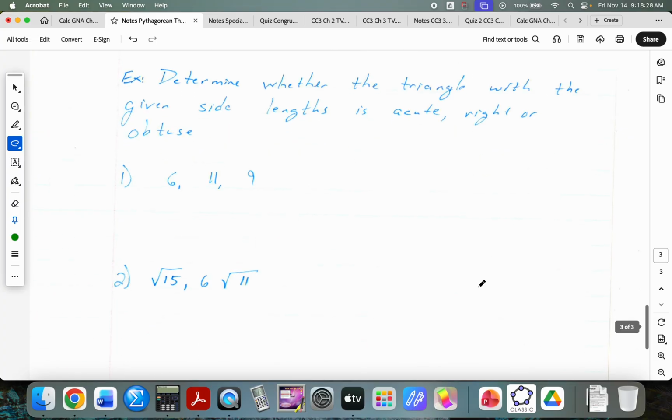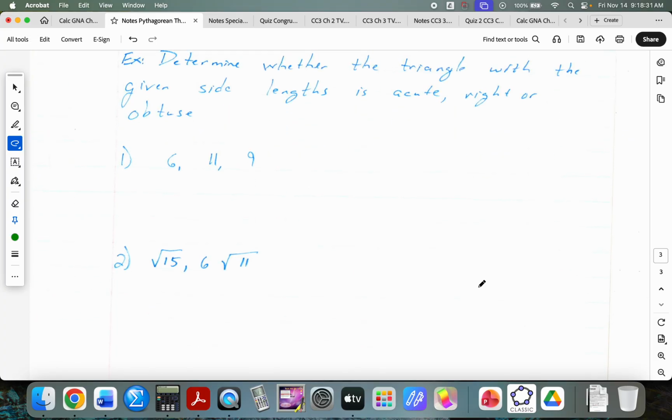All right, so let's determine whether triangles with a given side length is acute, right, or obtuse. Before now, with the side lengths, all we could tell is if it was scalene, isosceles, or equilateral. Although some of you on one of the quizzes tried to tell me whether it was a right triangle, acute, or obtuse. But now we can actually do that.